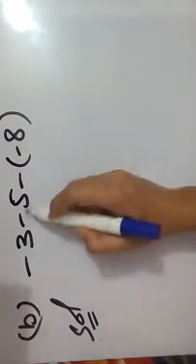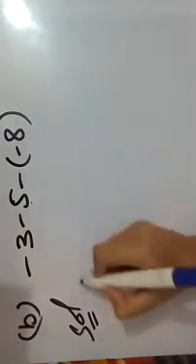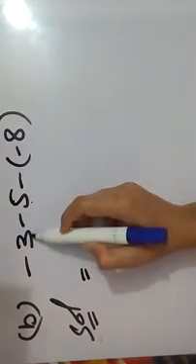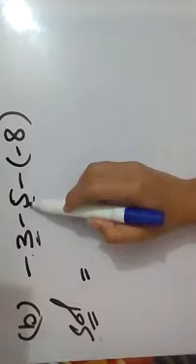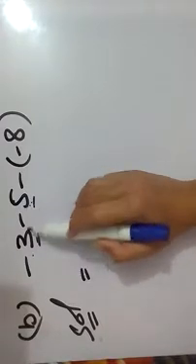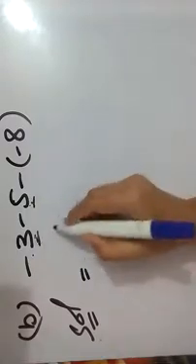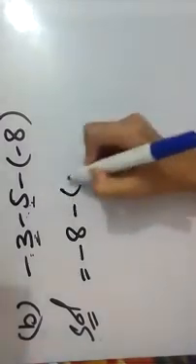Negative 3 minus 5 minus negative 8. So let's start. First we will solve these two values. Negative 3 and negative 5, both numbers have the same sign, means we will add these numbers. 5 plus 3 is 8. Now the common sign between both numbers is negative, so the answer will be negative. Other values will be written as it is.